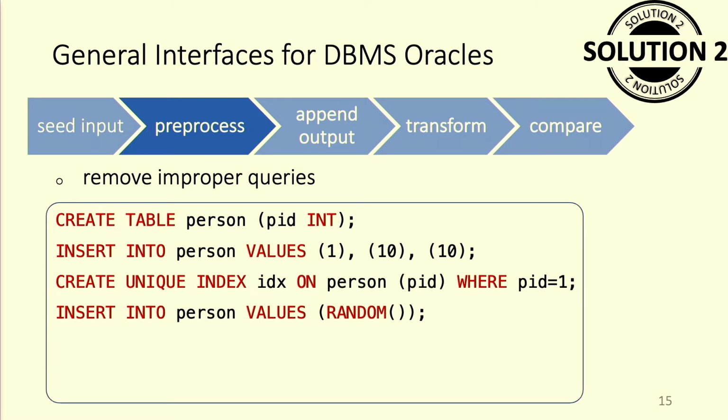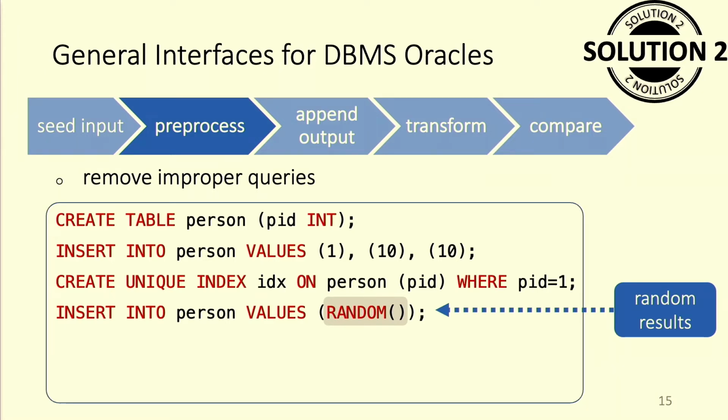The preprocess API removes improper queries from the inputs. Take this query set, for example. The random function from the insert into statements will generate different results at different query runtimes, which could confuse the DBMS Oracle and generate false positives. In this case, the insert into statements will be removed.